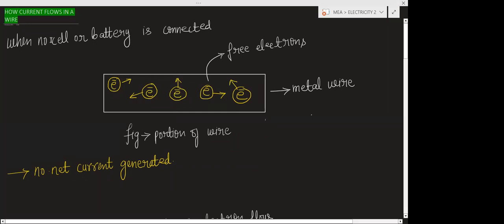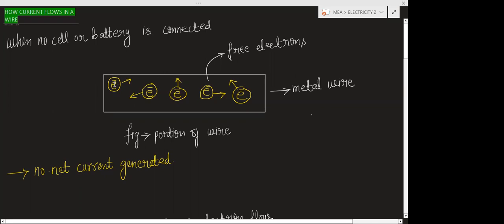And this is the condition when no cell or battery is connected to this wire. This is a portion of a wire I have taken and zoomed in, and I found that there are free electrons inside the wire. This is a metal wire, so we know that in metal there are free electrons. These arrows represent the direction of motion of electrons.